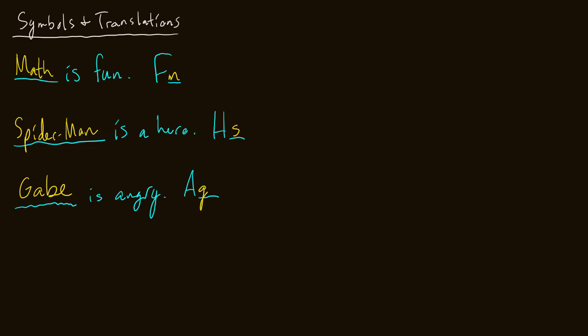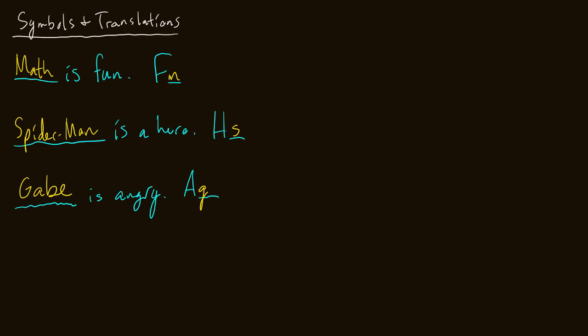So in total, to translate the sentence, math is fun, we put capital F, lowercase m. Spider-Man is a hero, capital H, lowercase s. Gabe is angry, capital A, lowercase g. So you see that we could change the subject and that lowercase letter would change, right? Maybe I'll say Johnny is angry. That'll be capital A, lowercase j. Now, just stay with me. This is all a means to an end. There's a reason we're writing things differently in predicate logic.